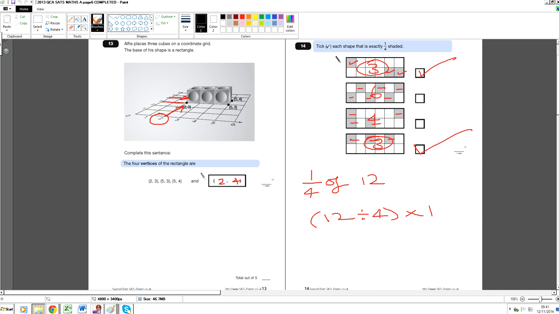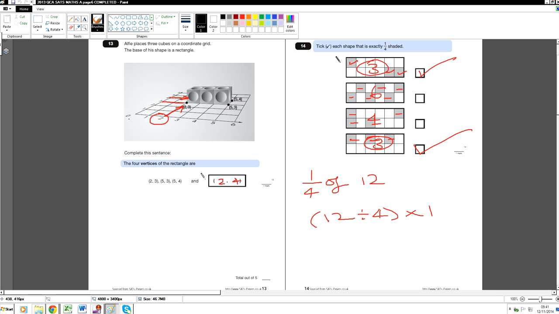Okay, here comes the next question. Question number 13. Alfie places 3 cubes on a coordinate grid. The base of his shape is a rectangle. So we have Cartesian coordinates here, with our x-axis here and y-axis there. So this corner is 2 across, 3 up. This one here is 5 across and 3 up. And that one's 5 across and 4 up. We have to work out the coordinates of the vertices, which will give us the coordinate of the missing corner, which is up there somewhere.